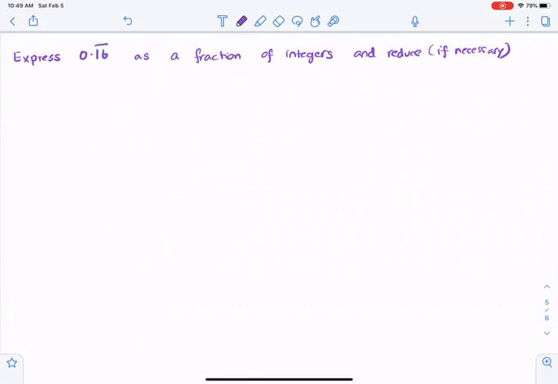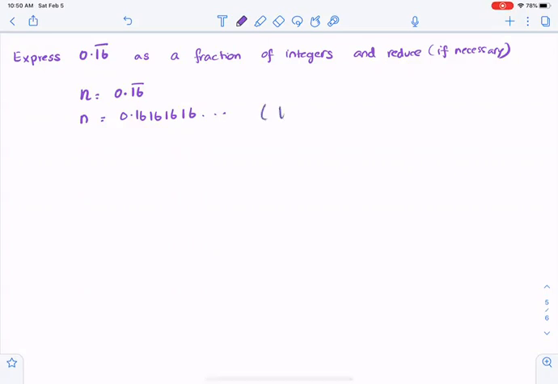So I wanted 0.16 repeating as a fraction, and to reduce it if at all possible. So I'm going to set n to be 0.16 repeating. That would mean 16, 16, 16. Last time we had one digit repeating, so we multiplied both sides by 10. Here we have 2, so we're going to multiply by 100 on both sides.